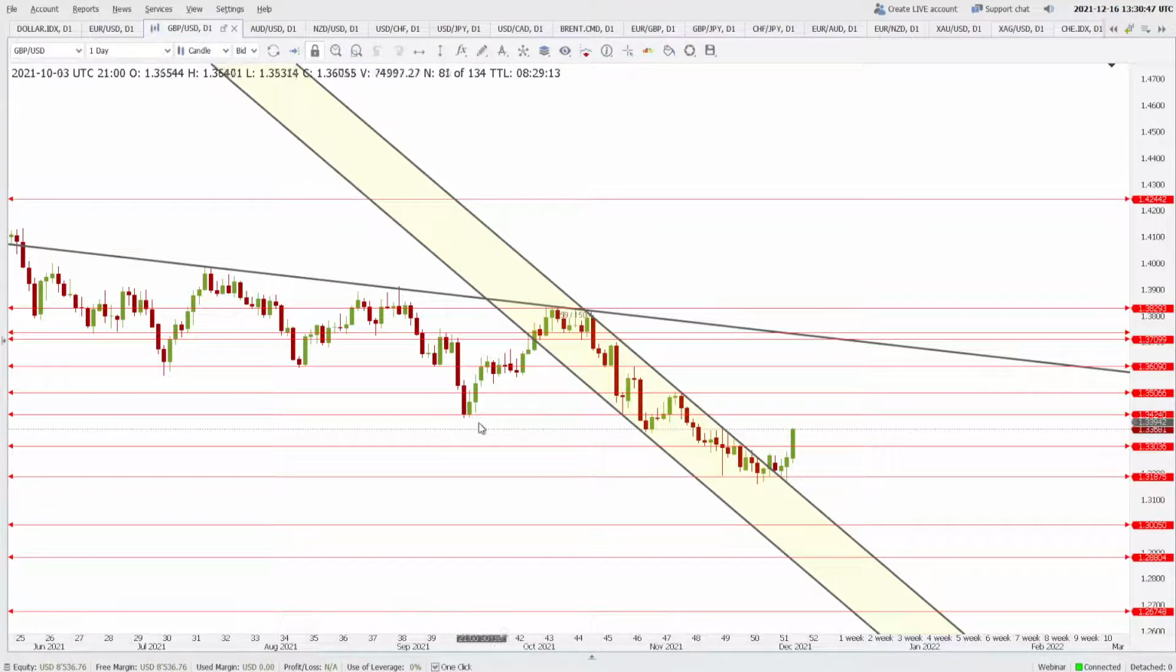But yes, 1.3424 is the area where you should be very alert, because this has been a good support and a resistance over the last 2 days. So I am expecting this to act as a resistance again when the price comes to this area of 1.3424, my friends.